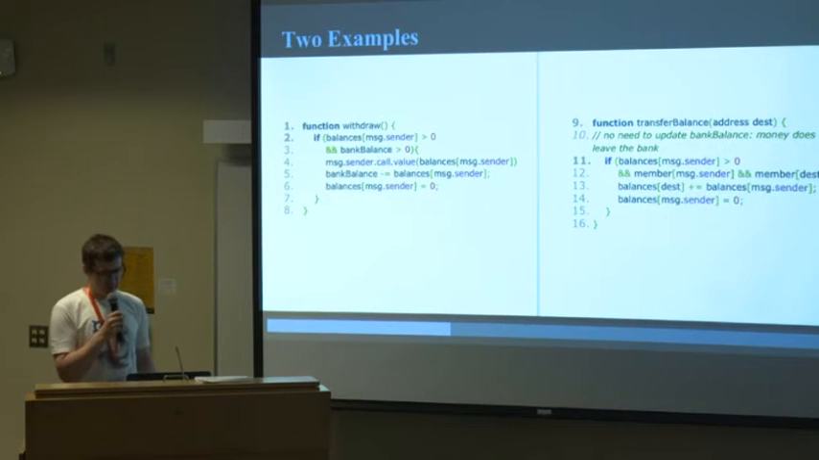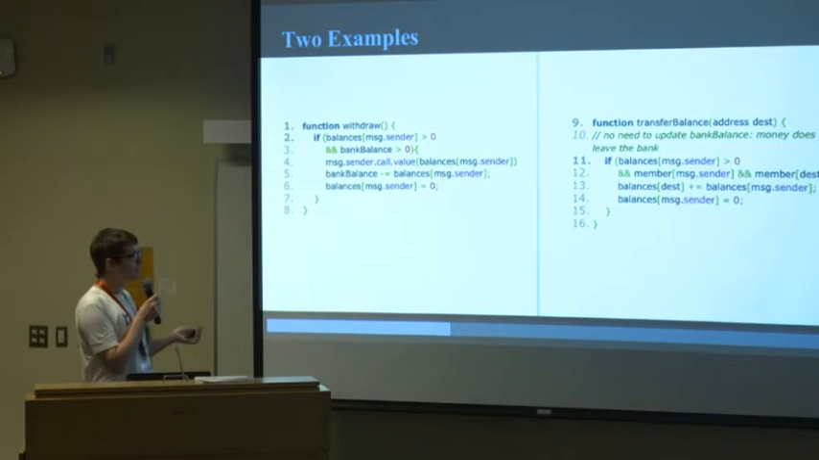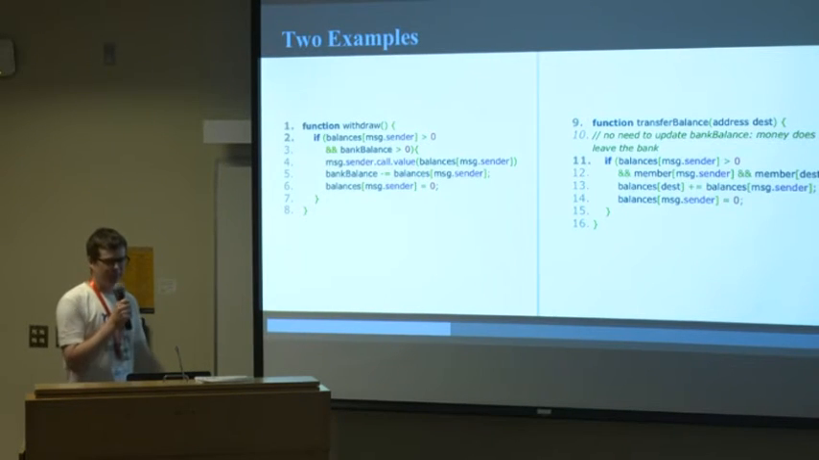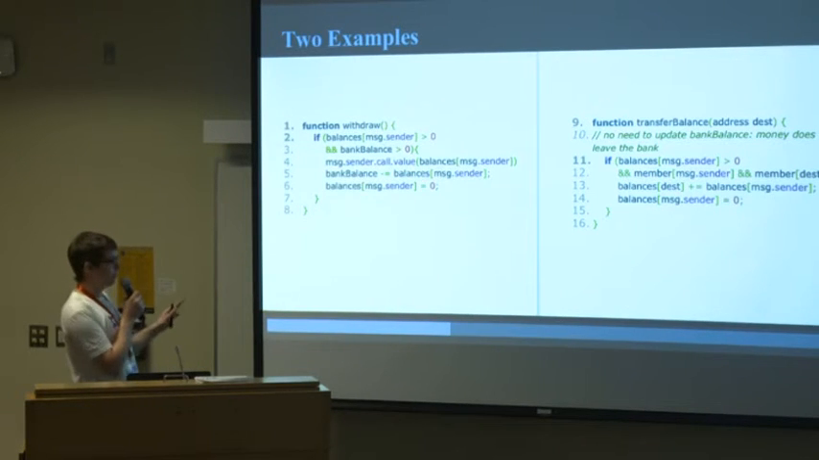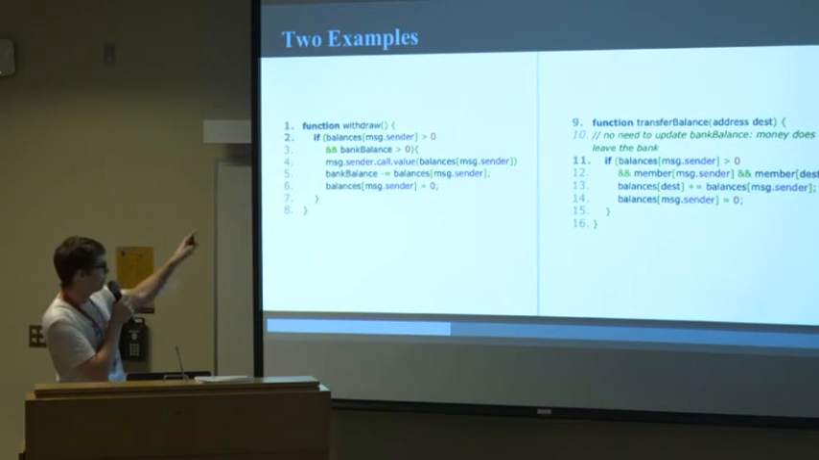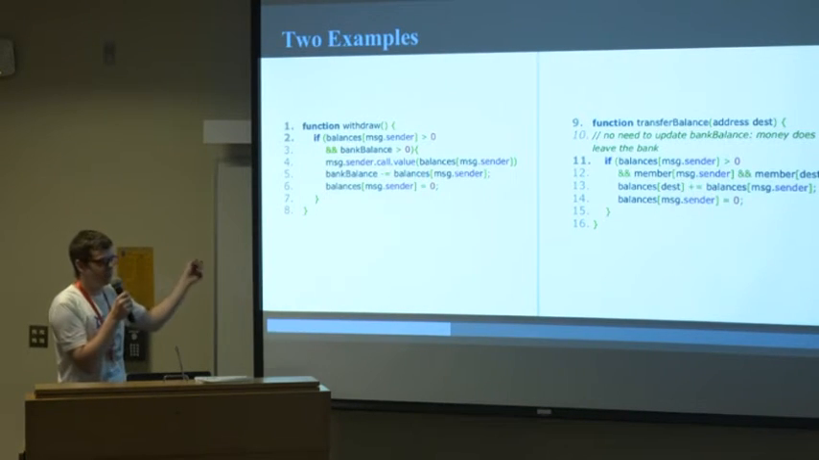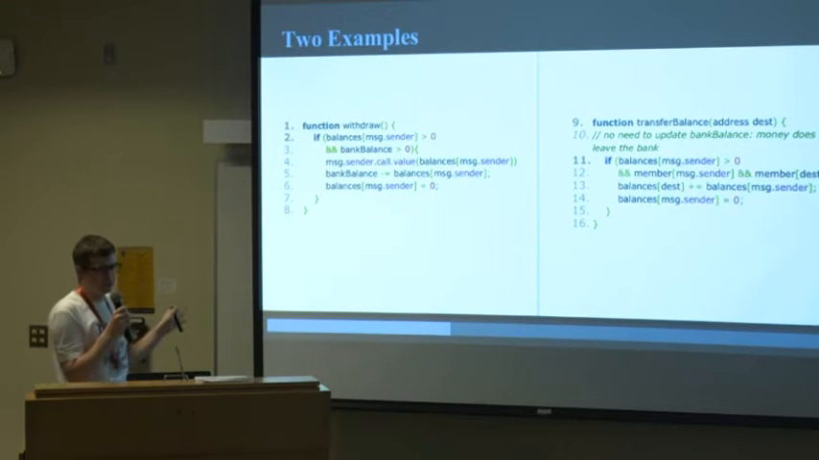So we're going to have a running example here. It's two functions, one on the left and one on the right. Withdraw. So you have some money in the bank and you want to withdraw it. Pretty straightforward. It checks to see, do I have anything in my account? And if I do, I send it to some destination address, which in this case is me, the one withdrawing the funds, and it updates the bank balance, and it updates my account. So it's a simple ledger, basically.